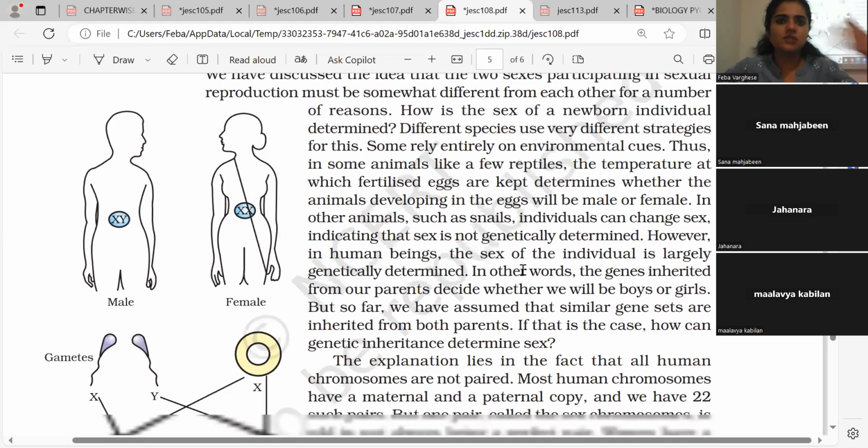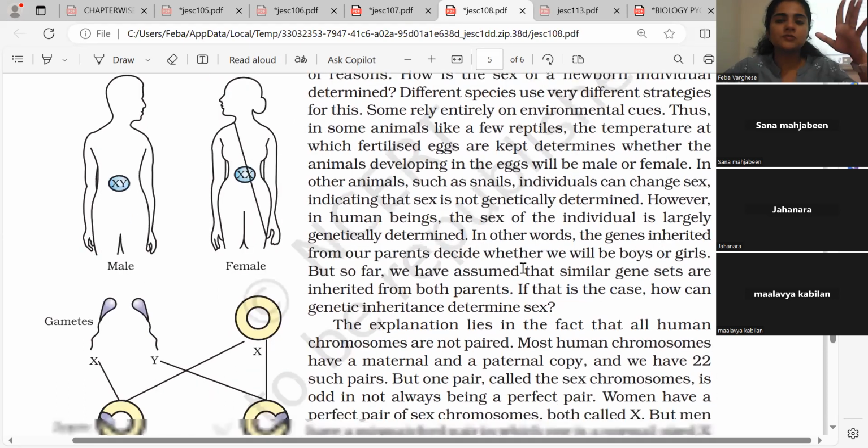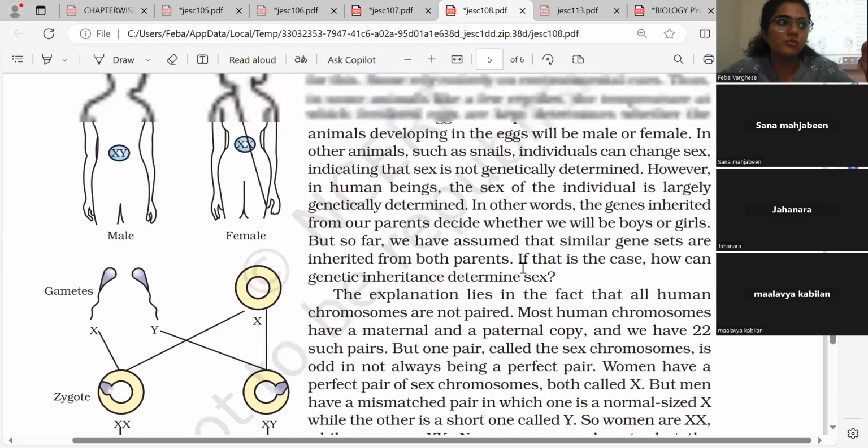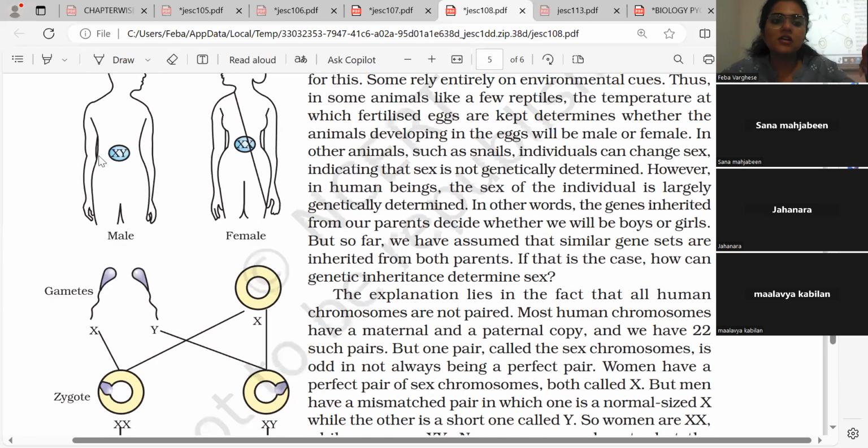Now, sex determination, a very simple topic. How many pairs of chromosomes do we have? We have 23 pairs of chromosomes. Of the 23 pairs, one pair are sex chromosomes, right? The sex chromosomes in males are X and Y, and in females are X and X. So in males, there is a mismatched pair of sex chromosomes. This X and Y are called the mismatched pair.